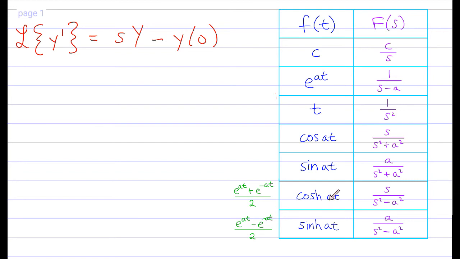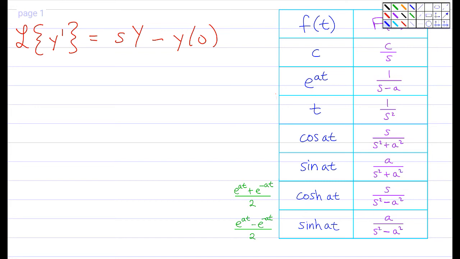And you can see why we make a connection, right? Look at the transform of cosh. It looks very similar to the transform of cosine. And same thing for sine and sinh. In total, this table is a really good library of transforms of functions that we're going to need.